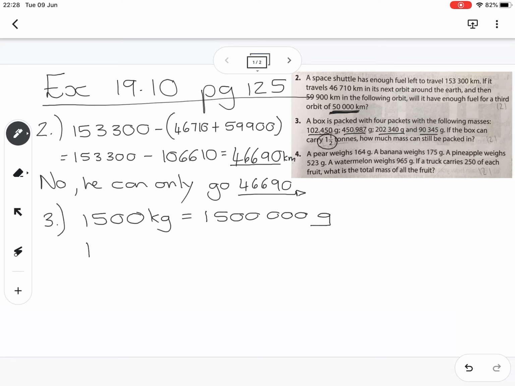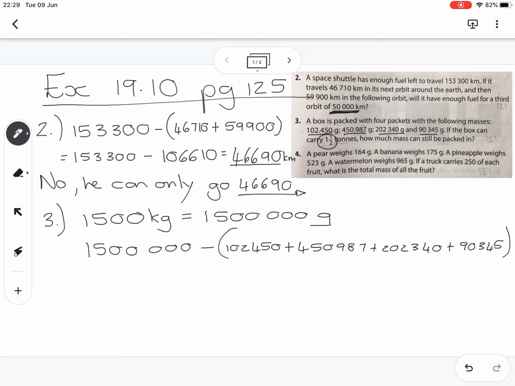So what you want to do now is take this amount and subtract all of those. And the easiest thing to do, instead of subtracting them from this number one by one, is a whole lot of addition. So I will now add this lot up. Okay, get that total and then subtract it from the 1,500,000 grams.